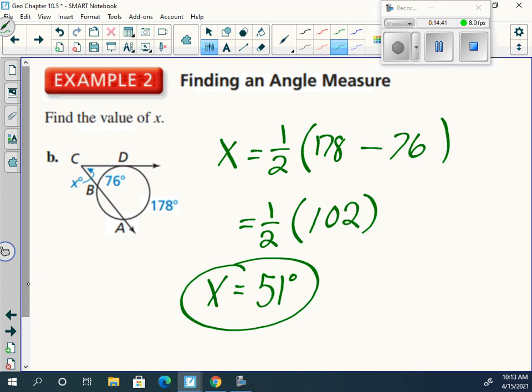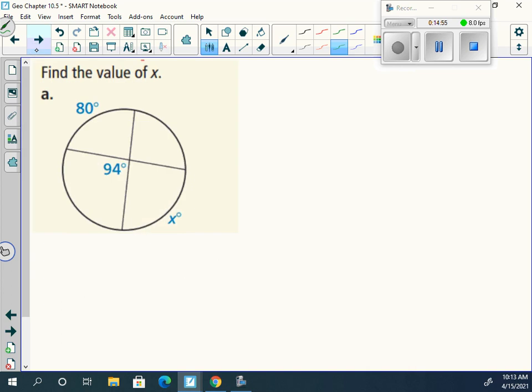Yep. When it's outside the circle, we're going to do bigger minus smaller. When they intersect inside the circle, we're going to add the two arcs together. Any questions on this here? So this here, since the two lines intersect inside the circle, we would be adding, yes?